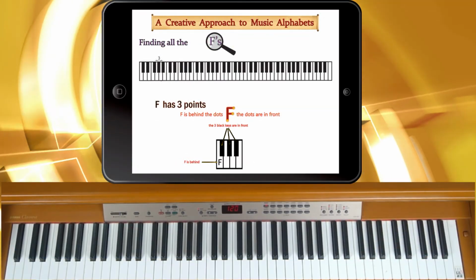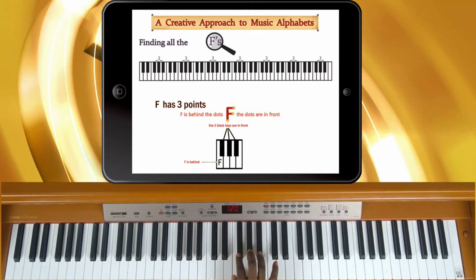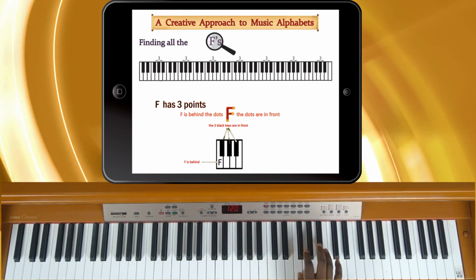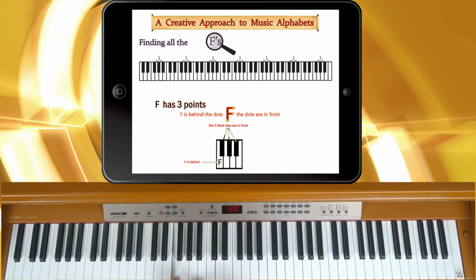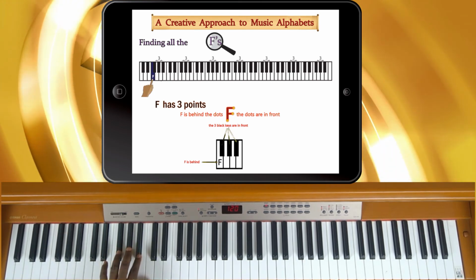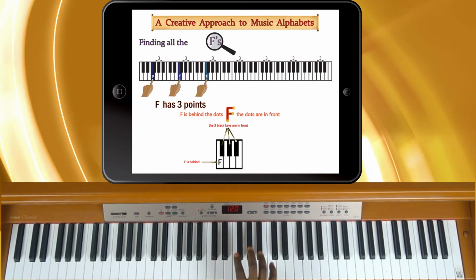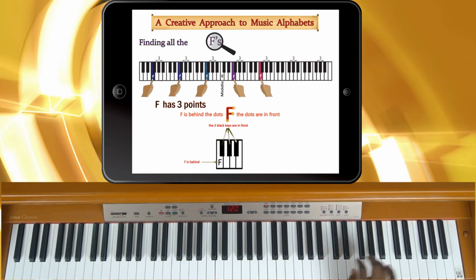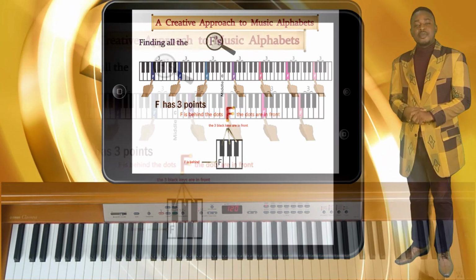Finding all the F's on the piano, the same principle applies. You find the 3 keys representing the 3 dots, you find your F behind it. So you find 3 keys again, you find your F behind it. So you have your 3 keys, you have your F behind it. So in application, 3 keys, F, 3 keys, F, 3 keys, F.